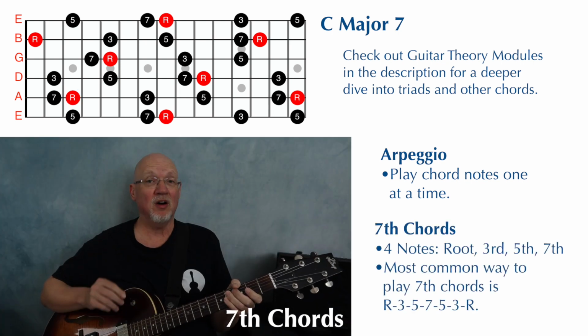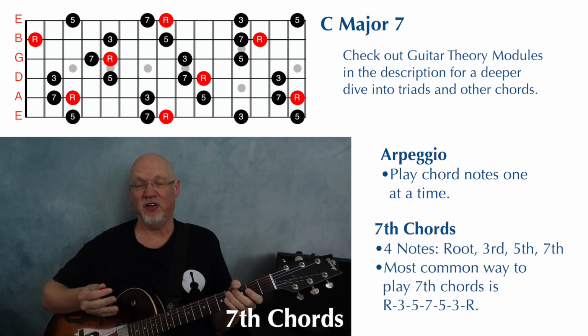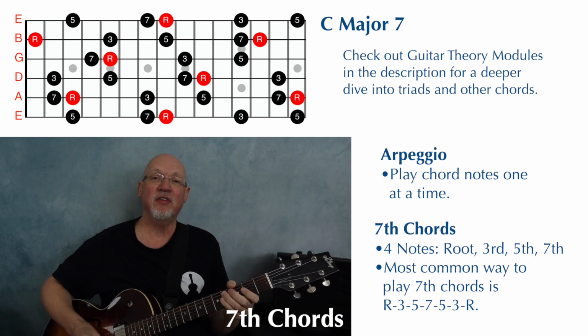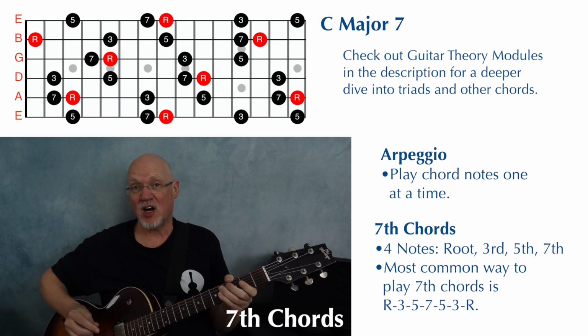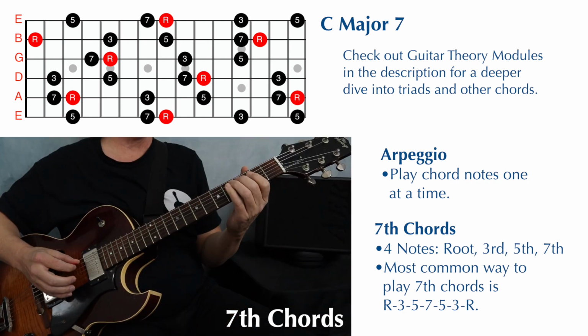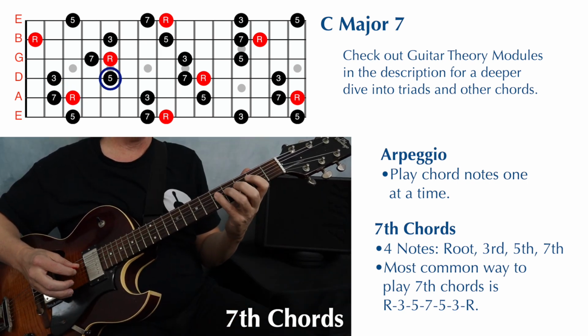7th chords are made up of 4 notes: the root, which is the note the chord is built on, the 3rd, the 5th, and the 7th. And the most common way to play arpeggios is to play from the root to the 3rd, to the 5th, to the 7th, and back down.